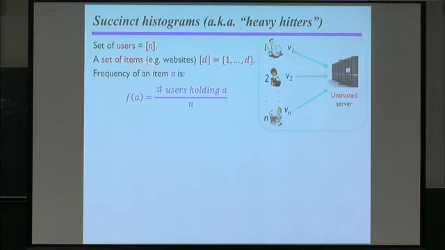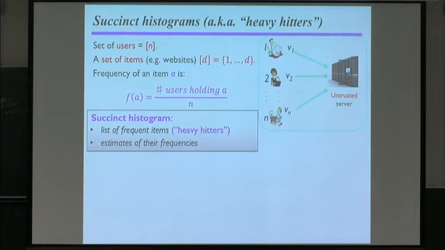I've got a set of users. I've got a set of items that really do correspond to websites. Let's say there are D of them. The frequency of the item A is the number of users holding A, or the number of users visiting a given website. The untrusted server wants to reconstruct some kind of histogram of which websites are the most frequently visited. A very concrete thing they do with the Chrome browser is look at what websites people set their homepage to.